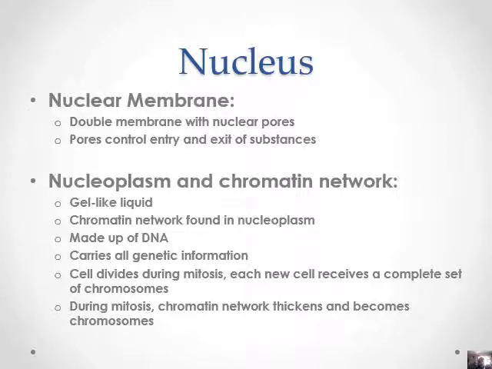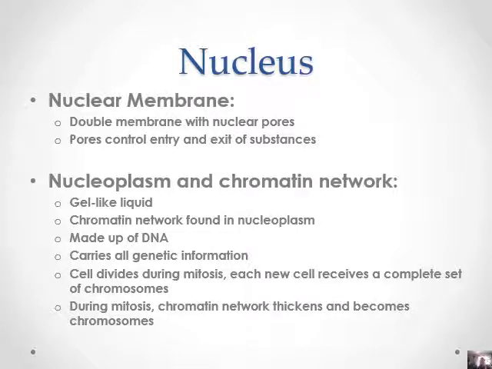Then we have the nucleoplasm and chromatin network. Technically, these should be split up, but we'll keep them as one, because it kind of makes the entire interior of the nucleus. So, the nucleoplasm as well. Nuclea or nucleo means of the nucleus, and then plasm means liquid. So this is nucleoplasm, the liquid of the nucleus. It is gel-like to hold all the structure inside.